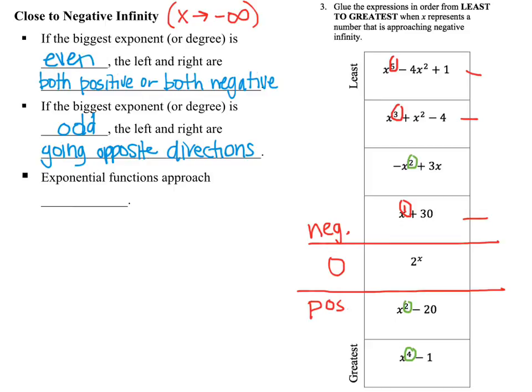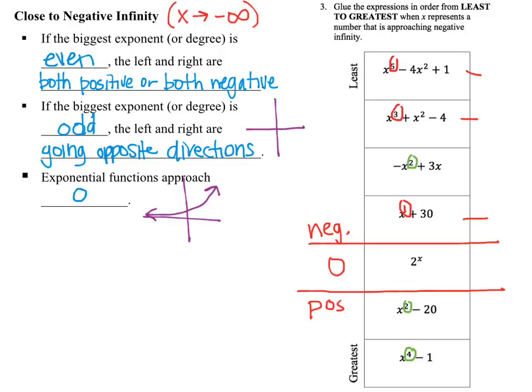And then exponential functions always are going to approach 0. If I was to look at the graph of an exponential function, it looks something like this. So as I go to the right, it's growing really fast. As I go to the left, it goes to 0.